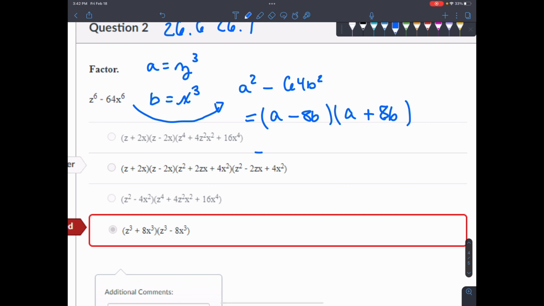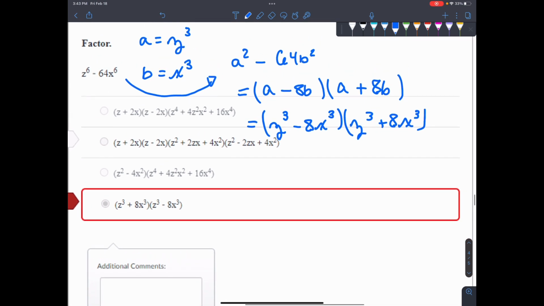Perfect. Then what we can do is substitute our z and x back into the equation. So we're going to get 3 minus 8x third by, sorry, I'm having a moment. There we go. Plus 8, 8x third. There we go.